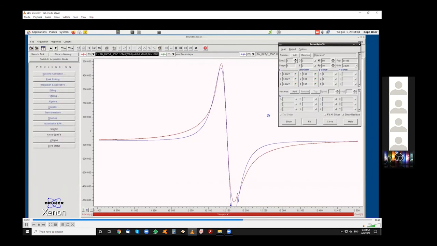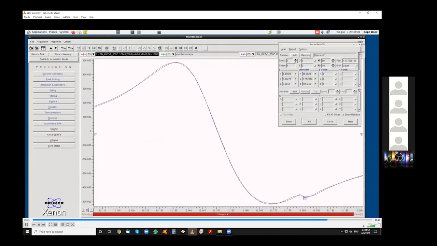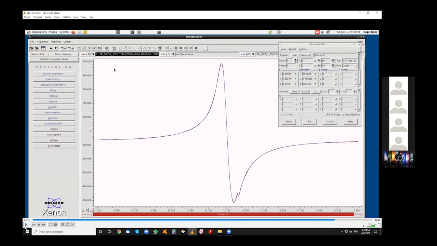So this is taking a little bit longer. So we're still waiting. So we have a good fit, but you may observe that it could be improved a little bit more, but for the moment it's good enough.